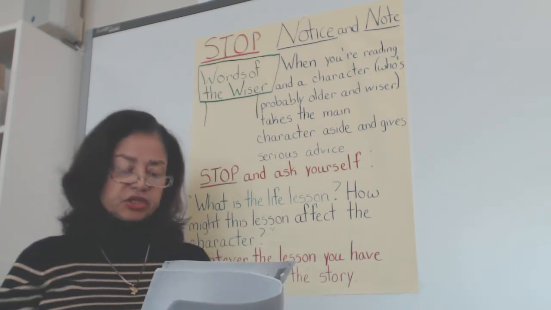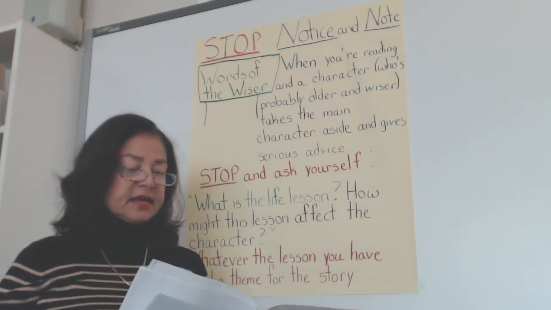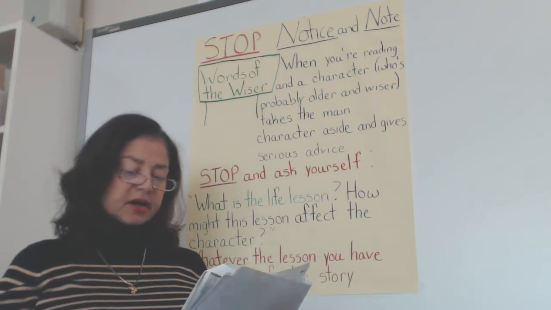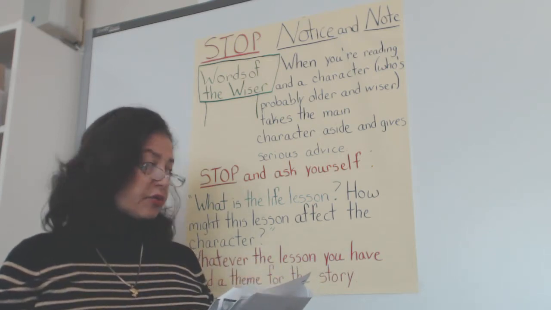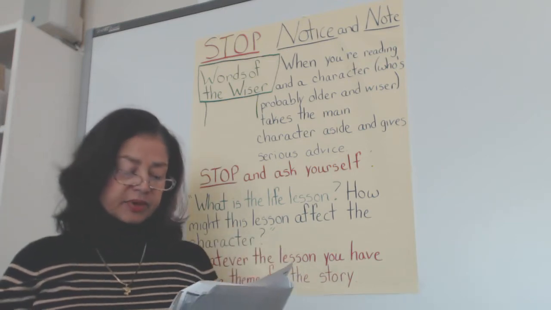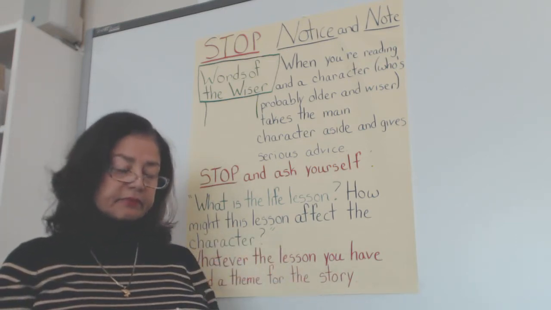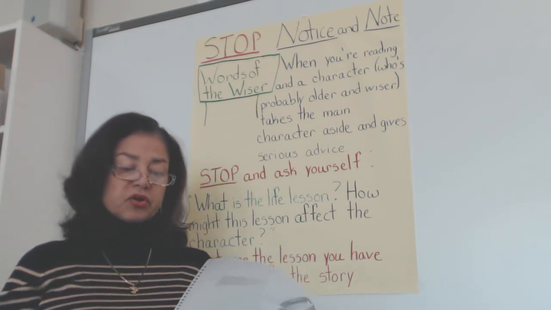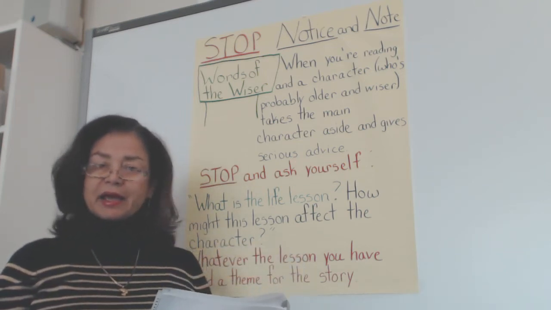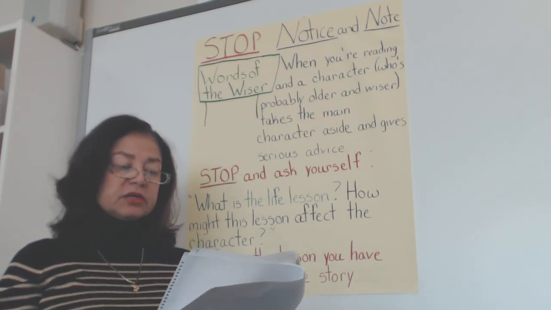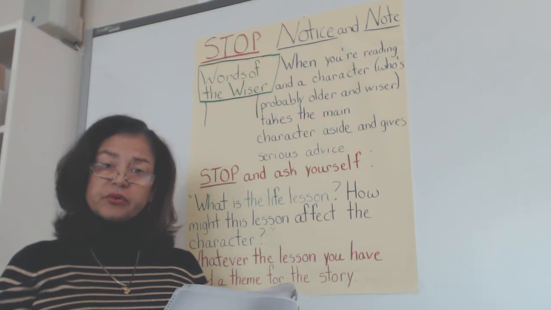The first passage is from Tuck Everlasting, and you should read the whole passage and then think about the answer to the anchor question, which is, what is the life lesson and how might it affect the character? In addition, passage 2 is from the book Walk Two Moons, and you should read the passage and answer the same question.